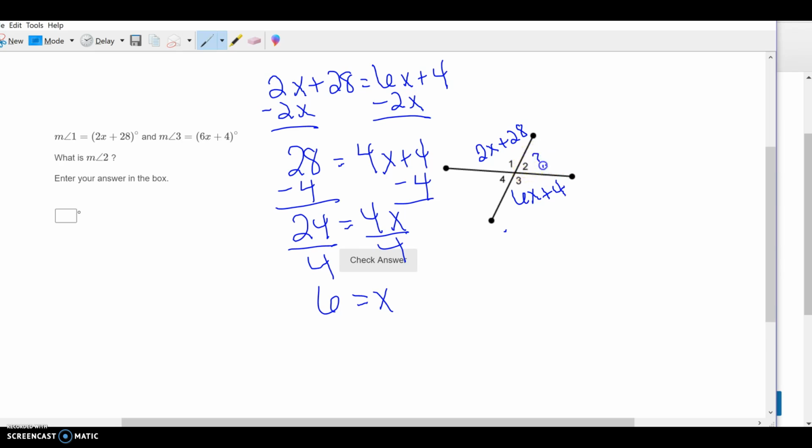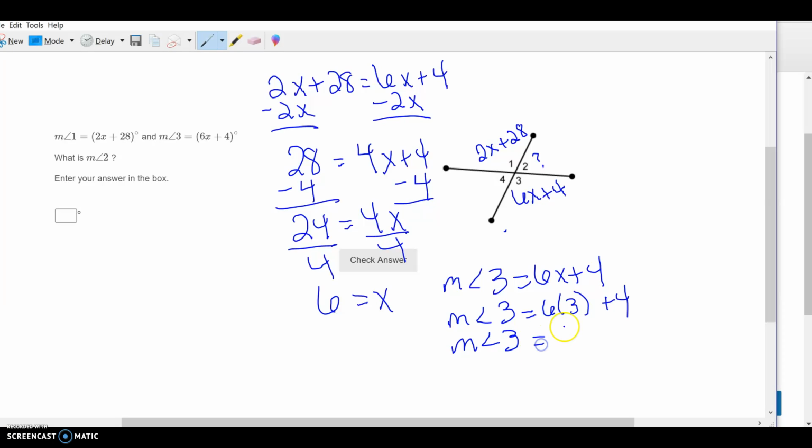This is what we're looking for. But we know that it's a linear pair with 3, so if we know the measure of angle 3, we can figure out the measure of angle 2. So the measure of angle 3 equals 6x plus 4. Let's plug in the x that we know. 6 times 3 plus 4. The measure of angle 3 equals 3 times 6 is 24. No, 18, sorry. 18 plus 4. So the measure of angle 3 is equal to 22.